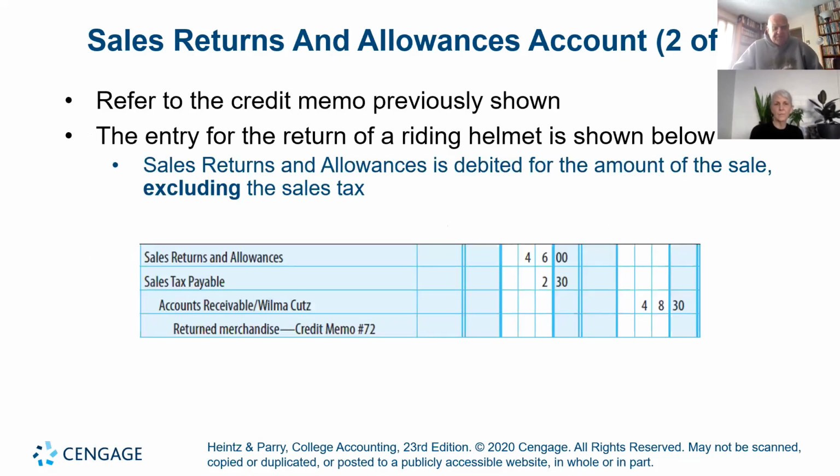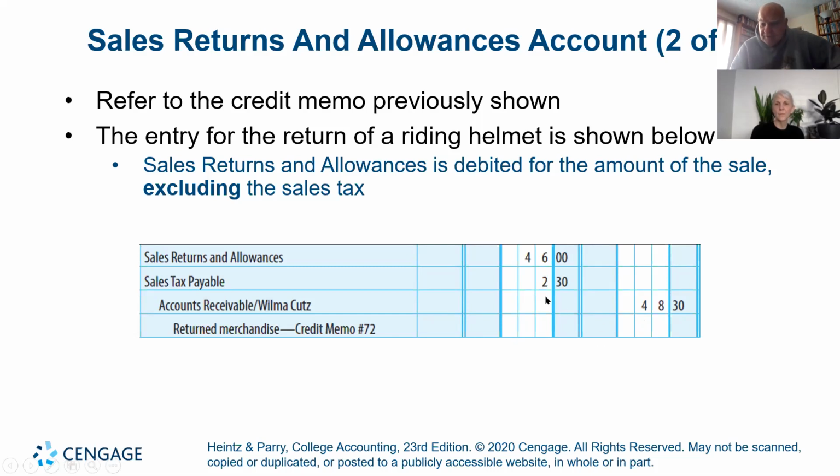And here's an example of the sales returns and allowances account. They got permission to send it back with the credit memo, which is something out of the 19th century. Refer to the credit memo. The entry for the return of the riding helmet is shown below. They bought a riding helmet for $46. Remember, that was the exact invoice we saw earlier. So they don't owe us $48.30 anymore. We must refund to them the whole $48.30, including the sales tax.